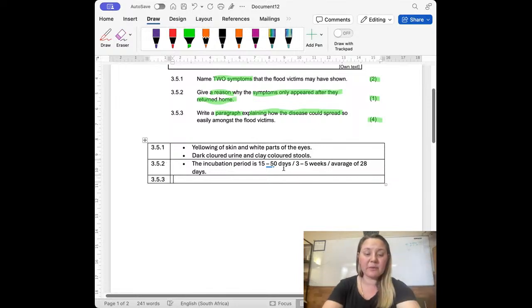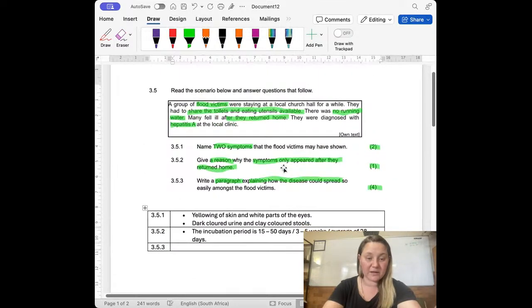So this is probably where I would go back to my case study or my scenario and see what information they can give me on why these people got sick. Often or sometimes the information or the answer will be straightforward, and other times you have to interpret. So a group of flood victims were staying at a local church. Now, guys, when there's flooding, to me, that means that there's water contamination. They were staying at a local church hall for a while, and they had to share the toilets and the eating utensils available. Okay, so that one is pretty straightforward for me.